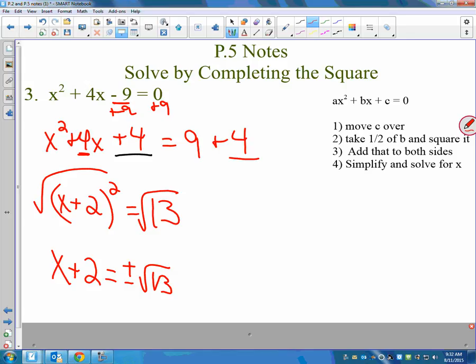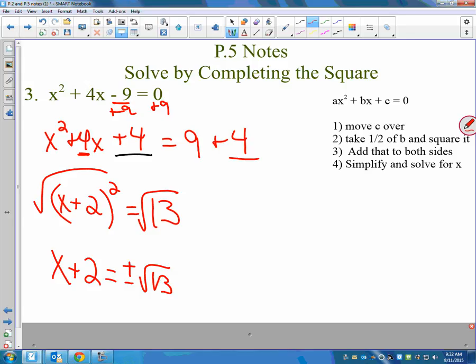I don't know if you did that in Algebra 2 last year, but if you complete the square with ax squared plus bx plus c, like if you do all letters, and solve for x, you will get the quadratic formula. So that's where the quadratic formula comes from, is completing the square.